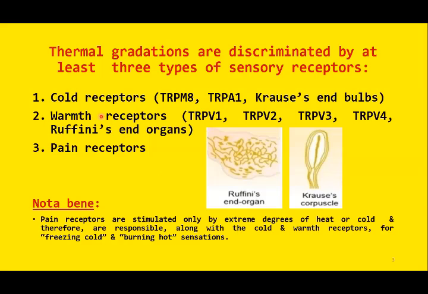So to summarize, the three types of thermoreceptors are cold receptors, warmth receptors, and pain receptors. Ruffini for warm sensation, Krause for cold sensation. Similarly, TRP channels V1 to V4 are for warm sensations, M8 and A1 for cold sensations. These are the transient receptor potential channels.